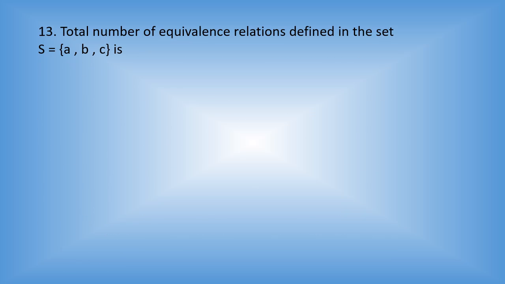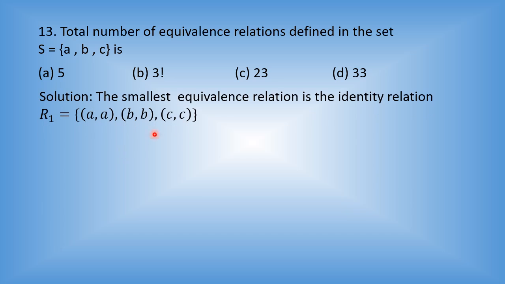The next one: the total number of equivalence relations defined in the set S having the elements A, B, C, that is having 3 elements. So these are the options here. We can remember this one as a time-saving result. I'll give the explanation of this. The smallest equivalence relation is the identity relation. So we have to count how many equivalence relations there are for the set S here. The smallest one will be this one.